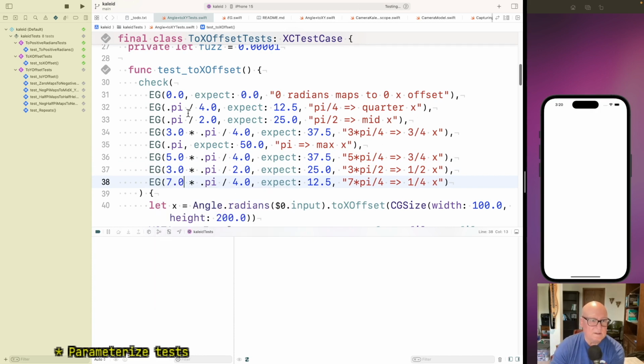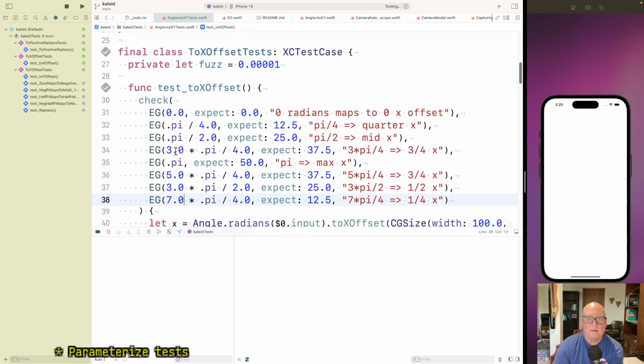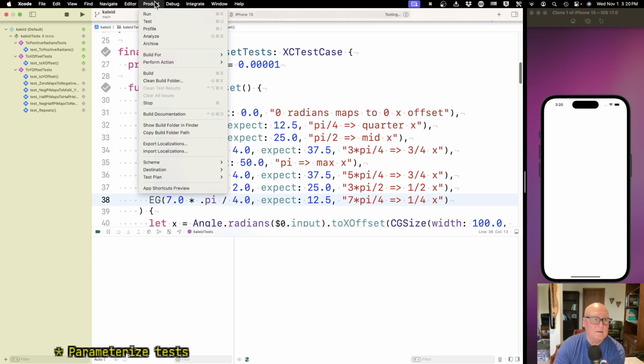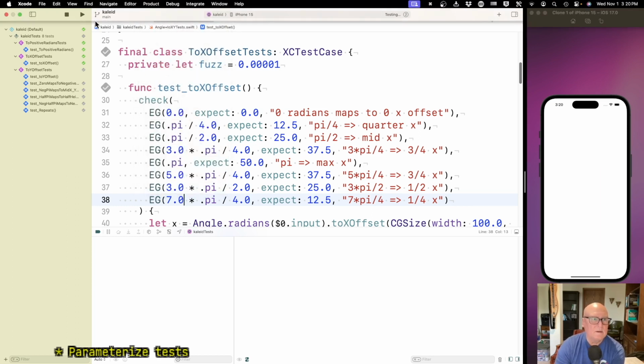Okay, so I put decimals in all those. I don't know if that's really clear. I'm giving up, I'm trying to give up. Product, clean build folder. Wow.